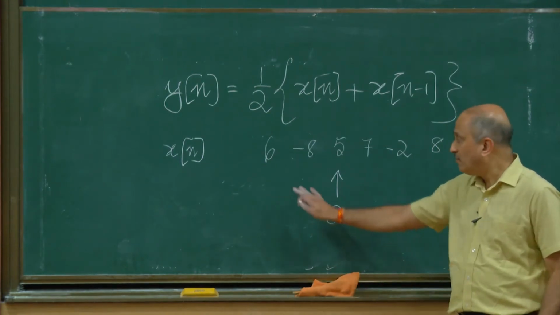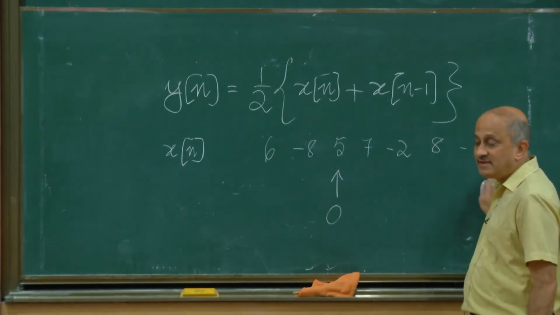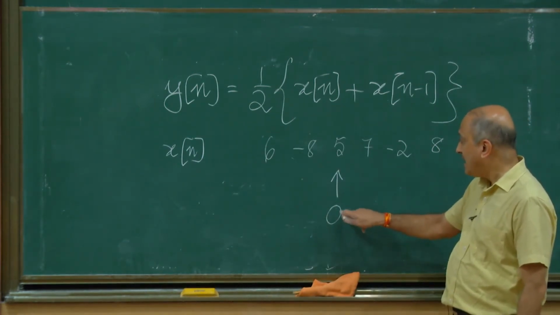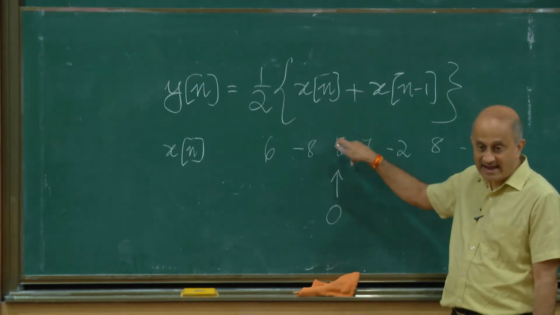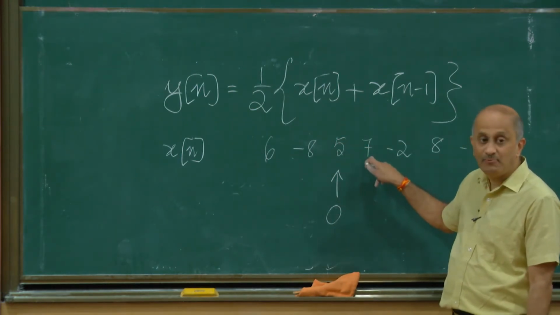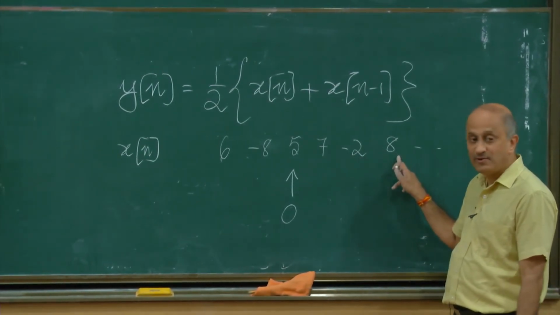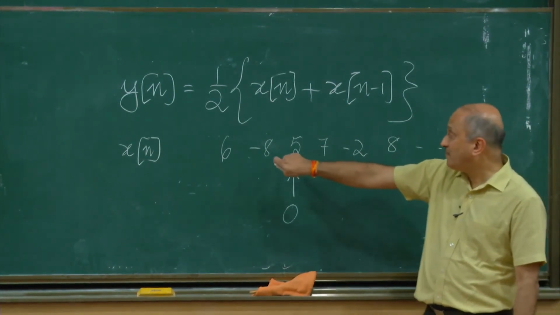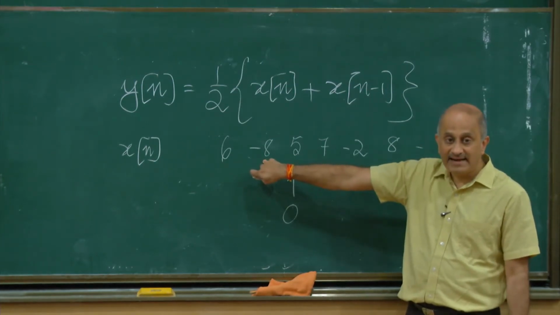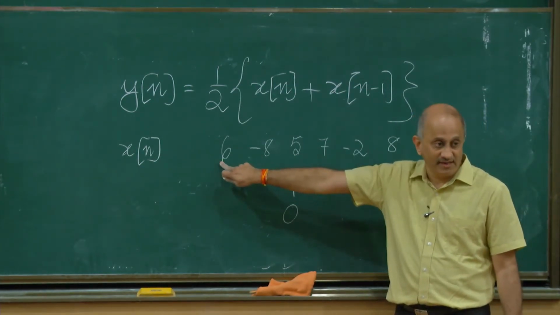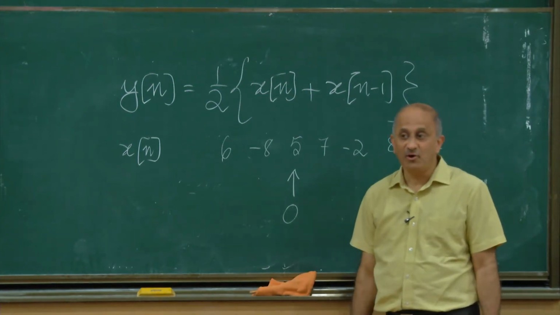Now, how would we read this? We would read it by saying x of 0 is equal to 5, x of 1 is equal to 7, x of 2 is equal to -2, x of 3 is equal to 8, and so on, and x of -1 is equal to -8, and x of -2 is equal to 6, and so on and so forth. This is called the arrow notation.